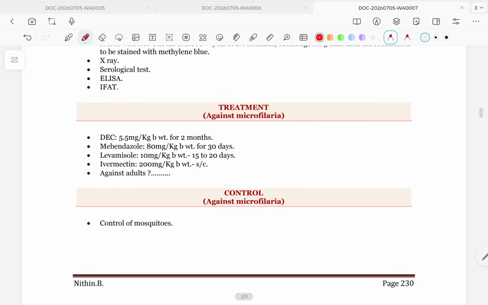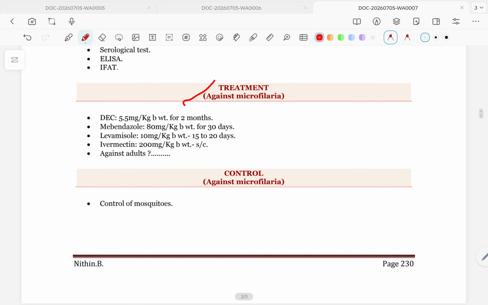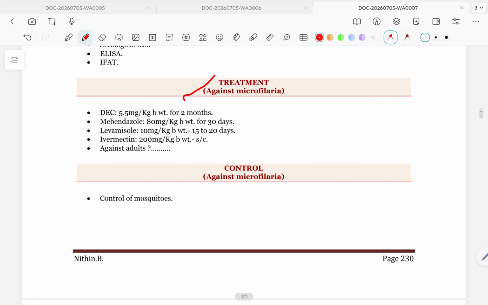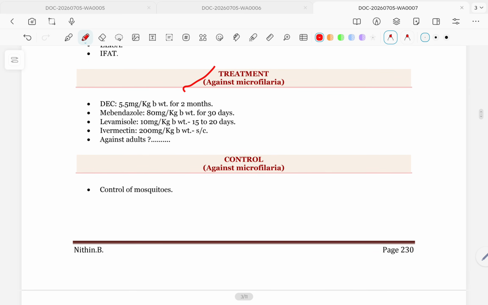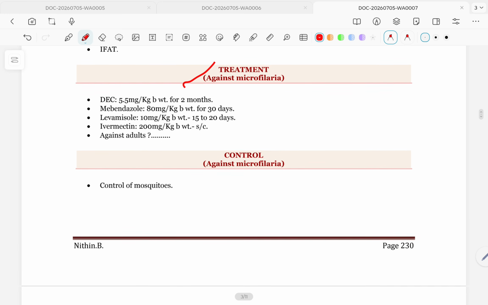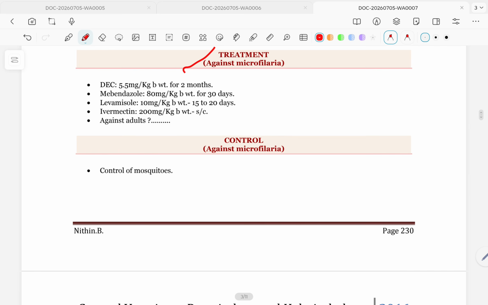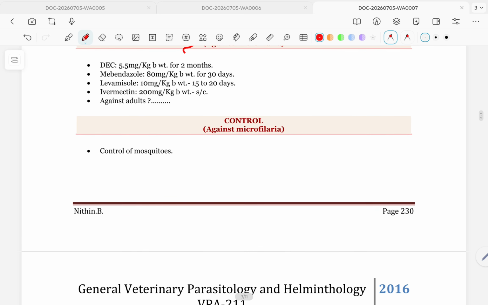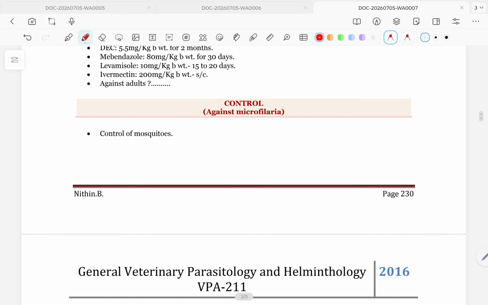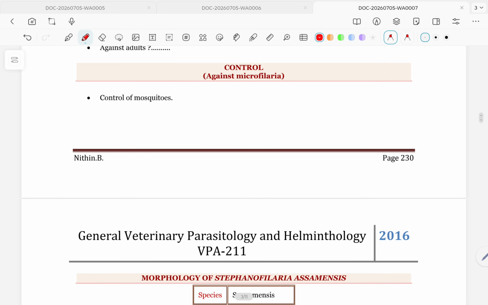Treatment against microfilaria: DEC 5.5 mg per kg body weight for 2 months. Mebendazole 80 mg per kg body weight for 30 days. Levamisole 10 mg per kg body weight for 10 to 20 days. Ivermectin 200 mg per kg body weight subcutaneous against adults. Control against microfilaria: control of mosquitoes.